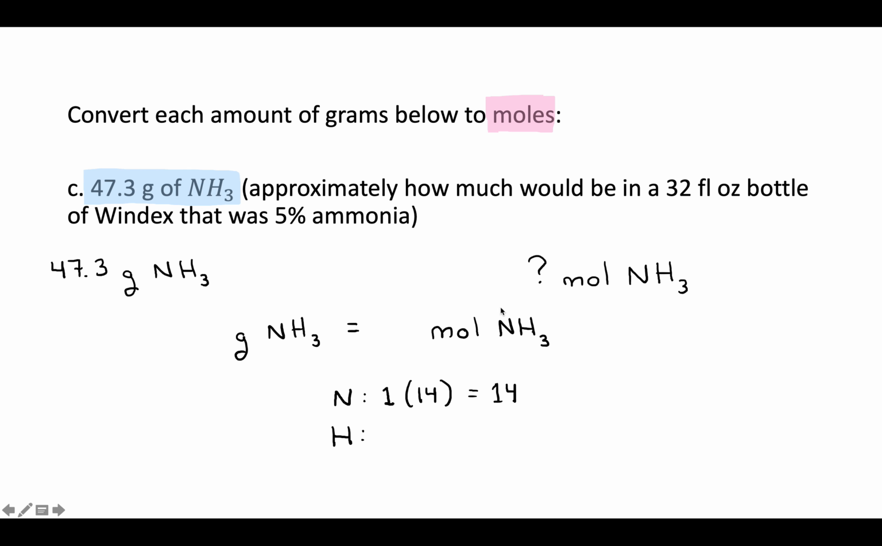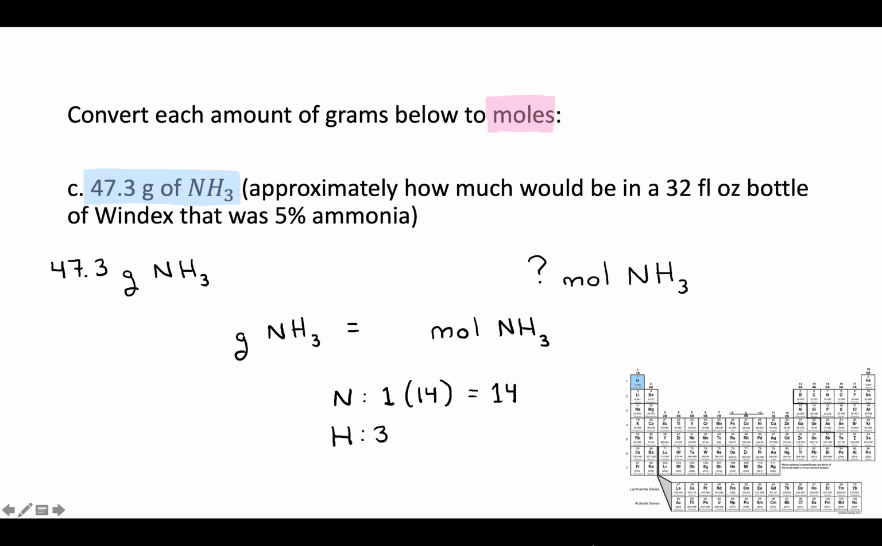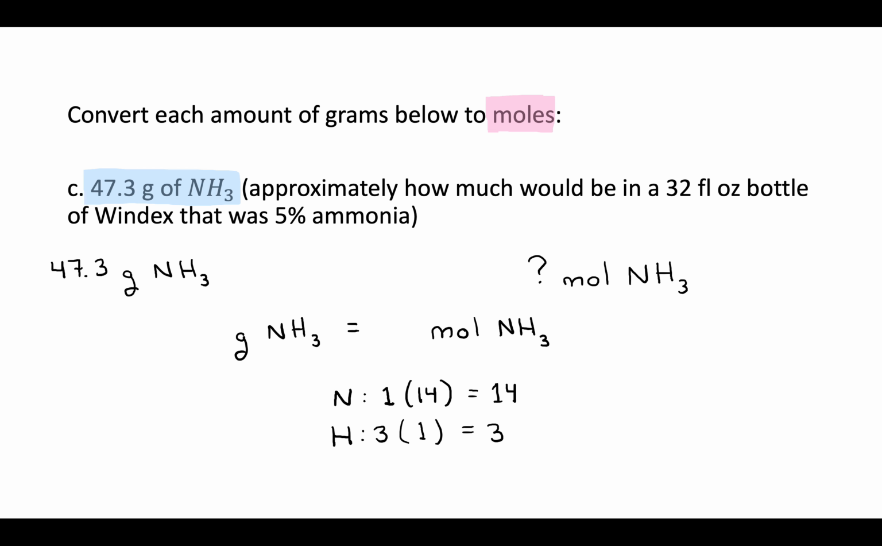In this compound, if we had 1 mole of this compound, we would have 3 moles of hydrogen. We can go to the periodic table, look at the number underneath the symbol, at the bottom of the box, and we have around 1 gram for each mole of hydrogen. Since we have 3, altogether that's going to be 3 times 1, so 3 grams coming from hydrogen in this molecule.